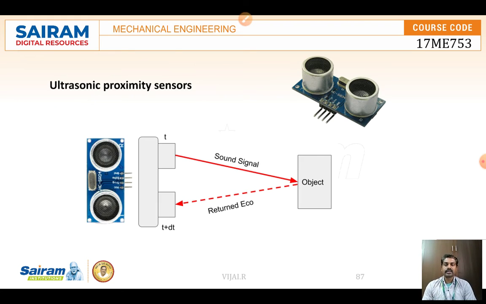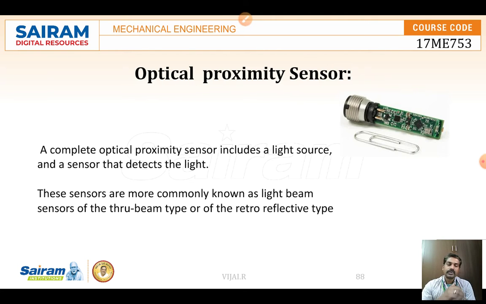And the third one is the ultrasonic proximity sensor, where an ultrasonic wave signal is sent by the transmitter and is received by the receiver. There will be two ultrasonic sensors, one a transmitter and another a receiver. It depends upon the timing, how long it takes to return, which tells the distance to the object. These three we have already seen in the last videos. And now is the optical proximity sensor.